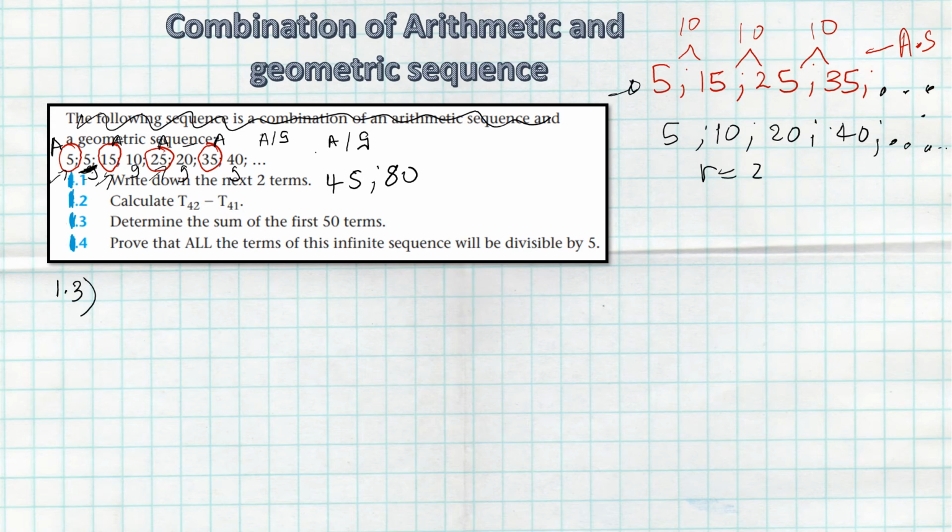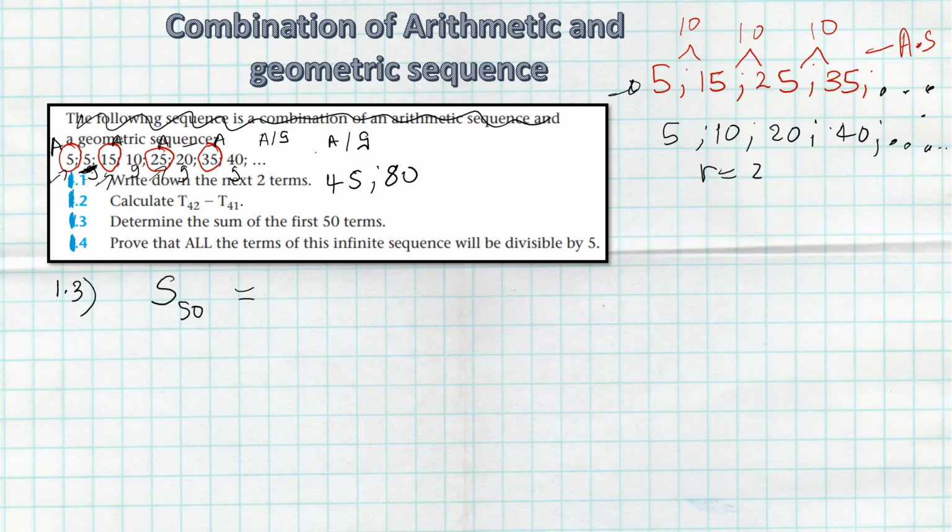1.3. Determine the sum of the first 50 terms. Don't forget, we are dealing with a combined sequence, right? We have an arithmetic sequence and we also have a what? A geometric sequence. So if we want to determine the sum of the first 50 terms, you know for sure that we have two different sequences, arithmetic and geometric.